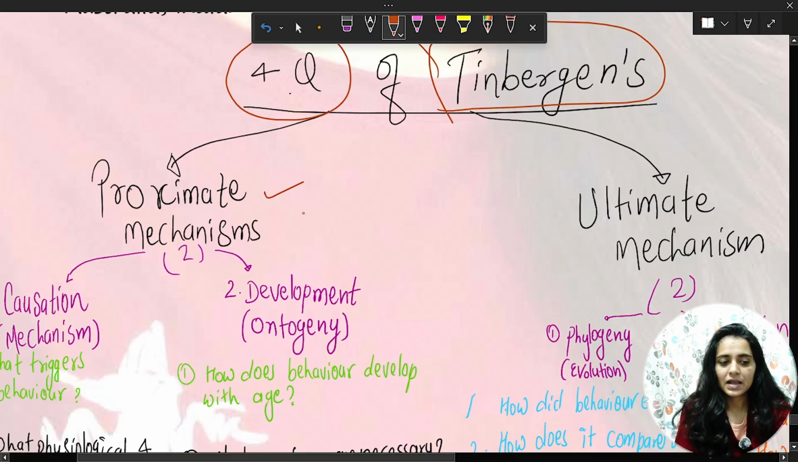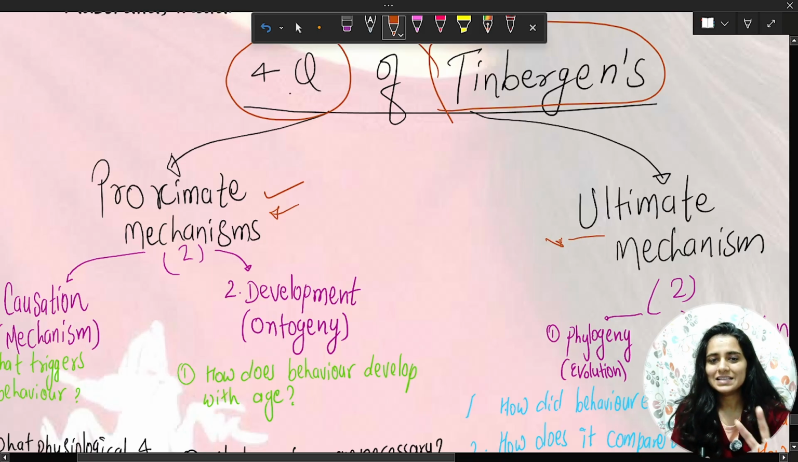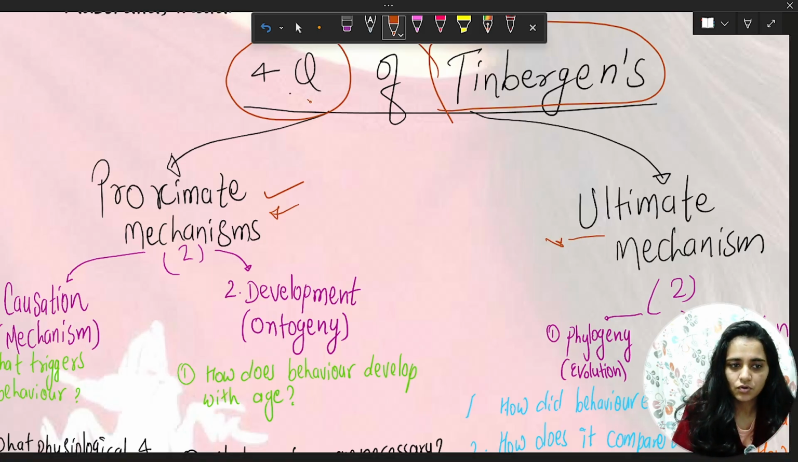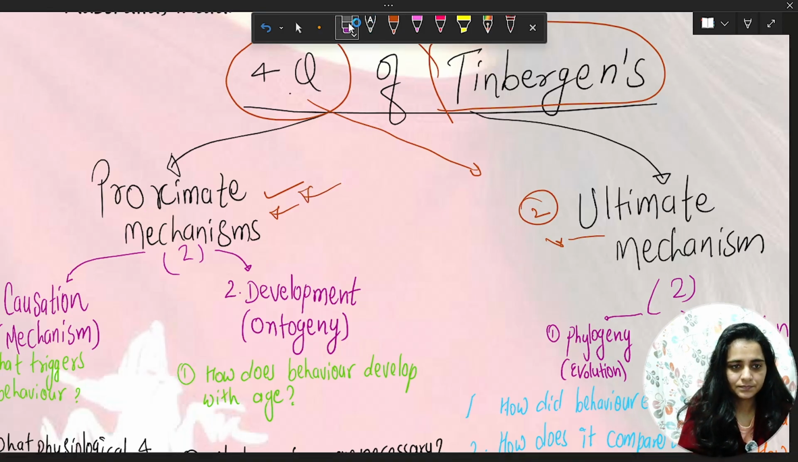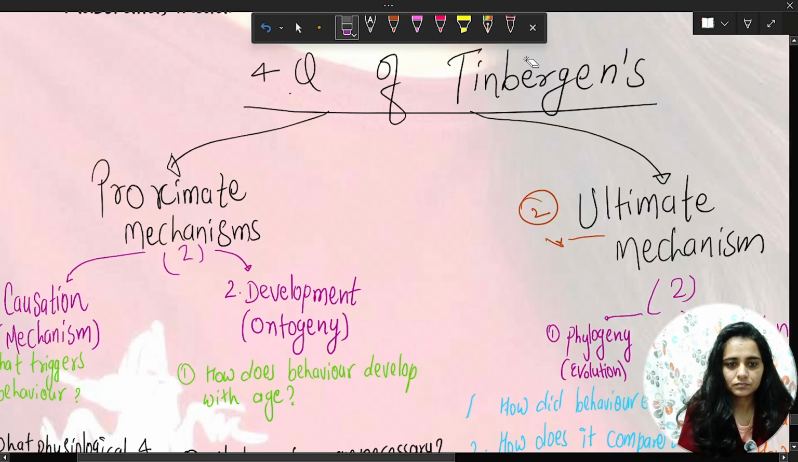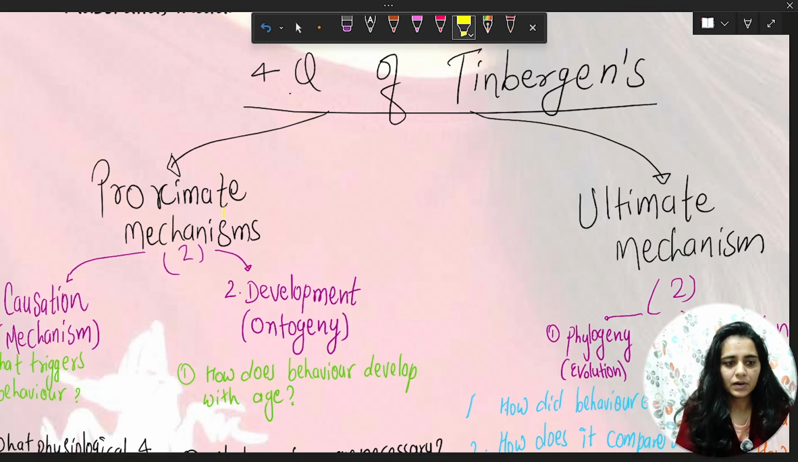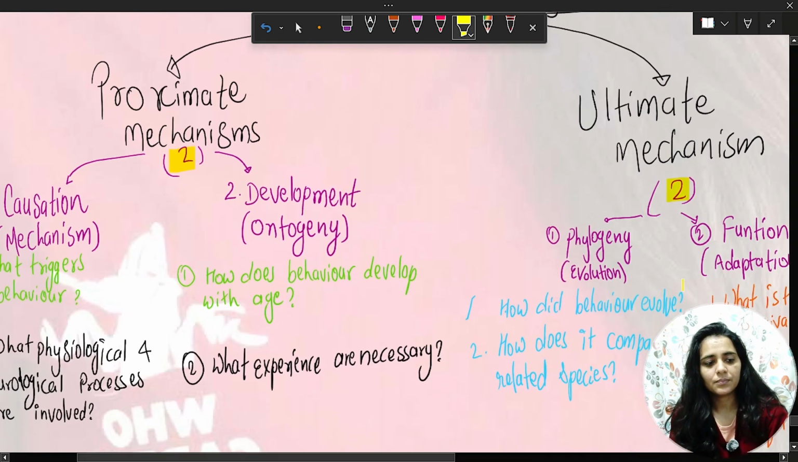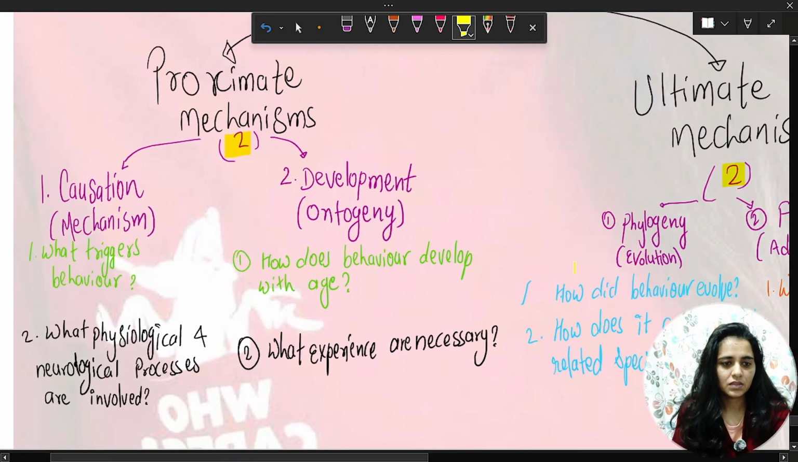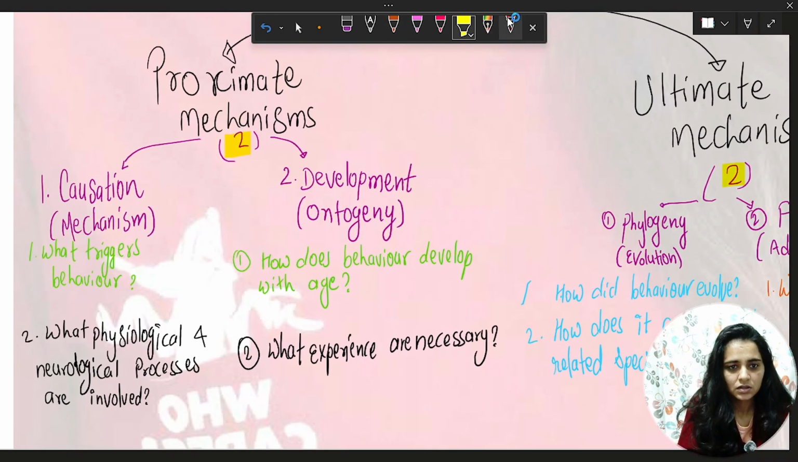And the most important, Tinbergen's four questions about animal behavior: proximate mechanism and ultimate mechanism. In this topic there are four questions, two from the ultimate and two from the proximate. So first we understand the proximate mechanism questions.